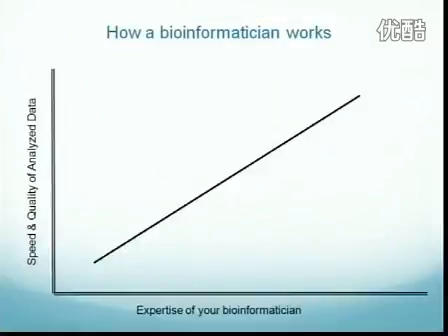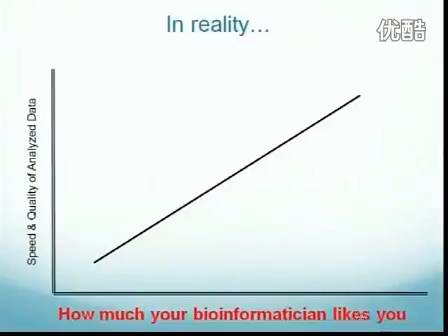So I came up with this graph that says how a bioinformatician works: the speed and quality of the analyzed data from an RNA-seq experiment is proportional to the expertise of your bioinformatician. That makes sense, right? But in reality, it's really proportional to how much your bioinformatician likes you. And it's the honest to God truth. So I'm here to teach you how to do a study. And how many beers.